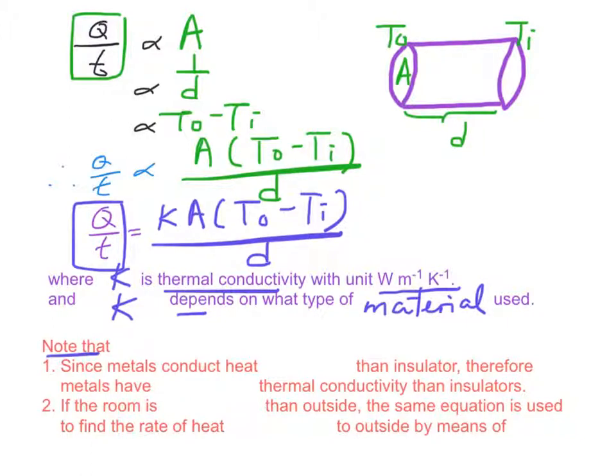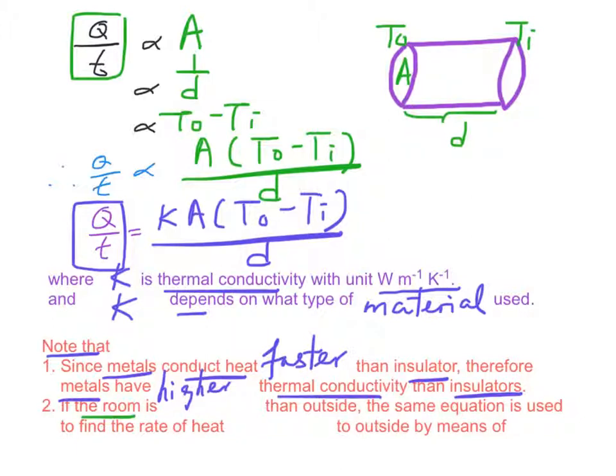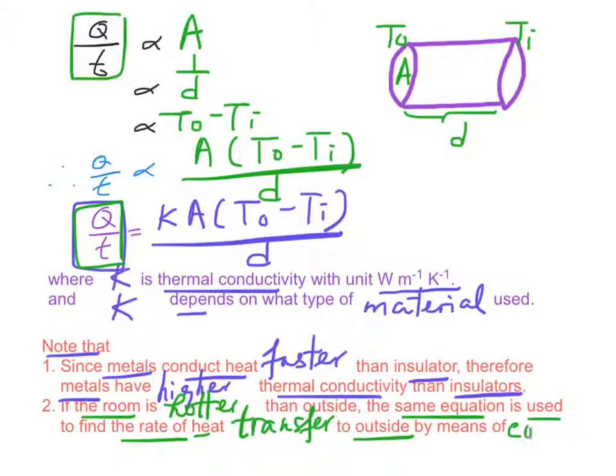Note that metal conducts heat faster than insulator. Therefore, metals have higher thermal conductivity than insulator. If the room is hotter than outside, the same equation, Q over T, is used to find the rate of heat transfer or heat flow to outside by means of conduction.